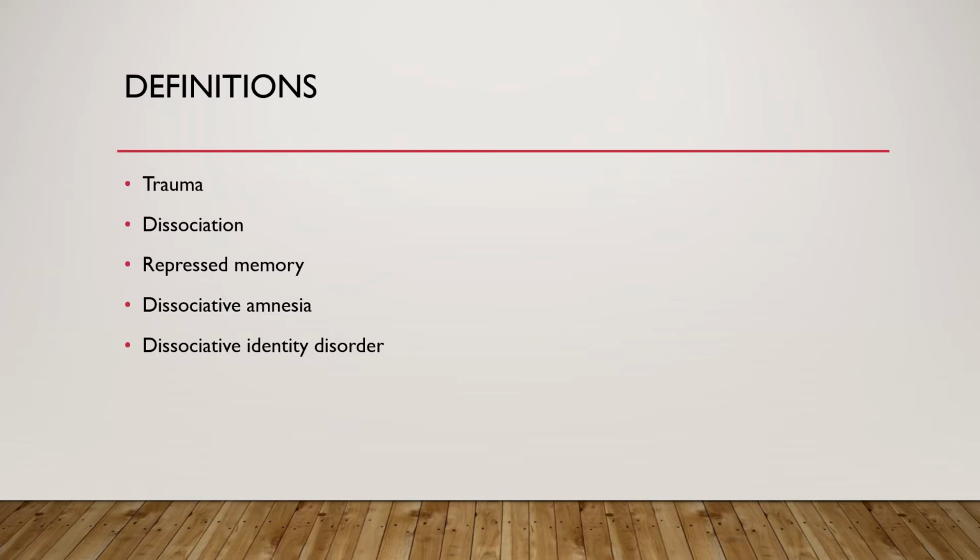Now, dissociative identity disorder is a disorder that involves multiple personalities or parts or alters, and it used to be called multiple personality disorder. The connection to this topic is that it often involves, theoretically, severe trauma that leads to dissociative amnesia of that trauma.